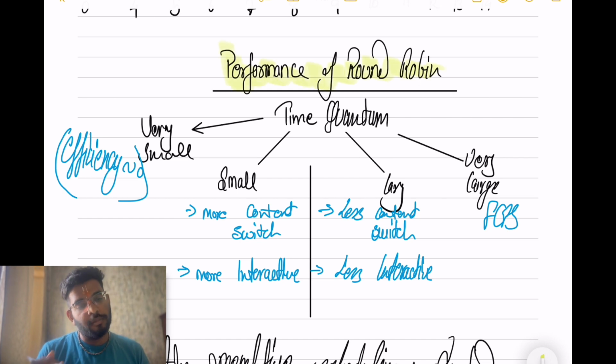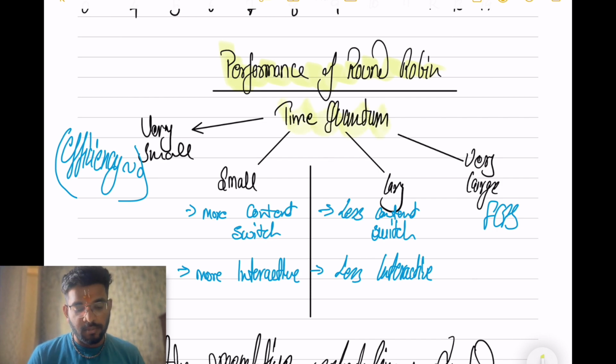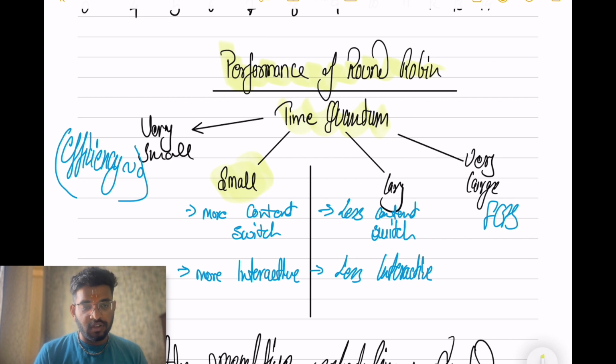The performance of round robin mainly depends upon the time quantum. So what happens if we select a time quantum too small? If time quantum is small, then context switching will be more, which means the scheduling overhead will be more. So the CPU spends more time doing context switching than executing, but it also makes the system more interactive. But if the time quantum is large, then there will be less context switching and less interactiveness.